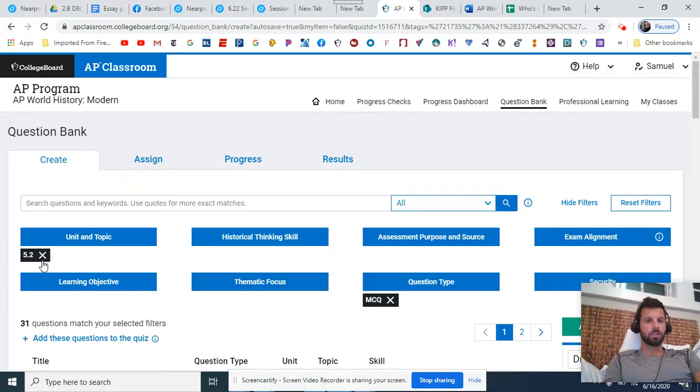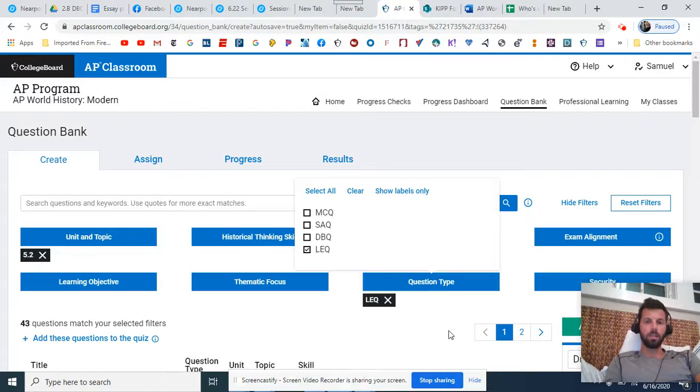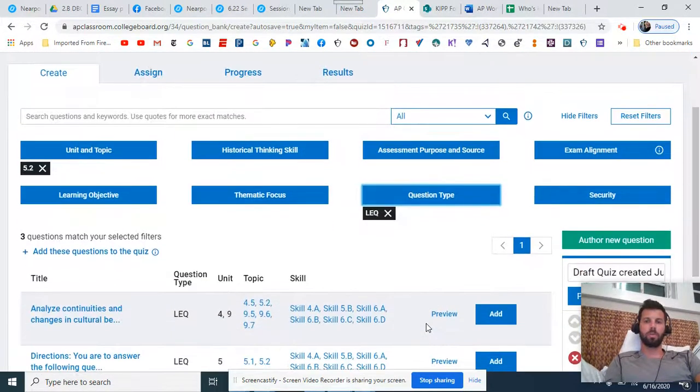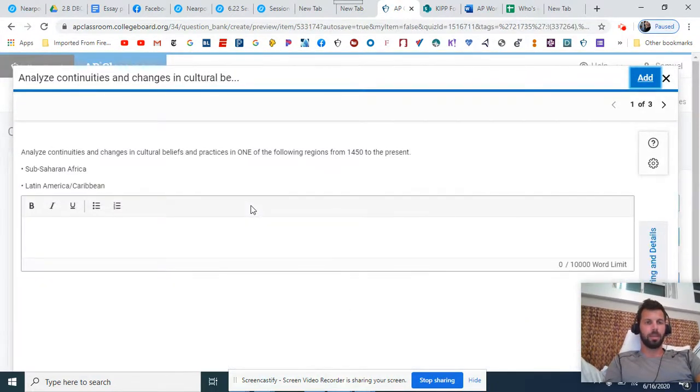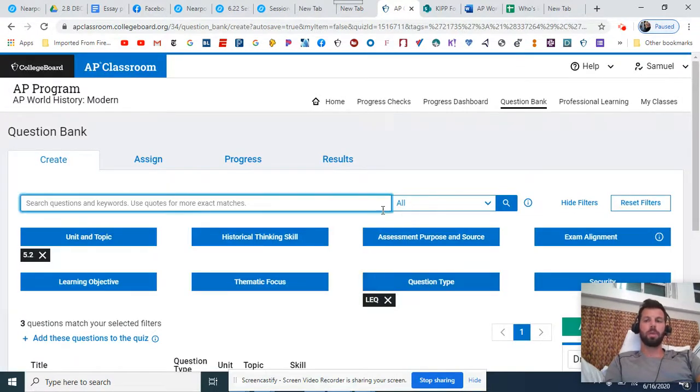Okay, I could show that one more time. I'd stay in the same unit. Instead of looking at multiple choice questions, I could look for an LEQ, a long essay question, right? Like we went over on Monday. And here's my first one. Analyze changes and continuities in cultural beliefs and practices in one of the following regions. That is not what LEQs look like. Again, this is from the AP exam before the 2016 redesign. So AP Classroom is a great asset for a multiple choice question bank and short answer question bank, but be warned, it doesn't always give you what you want.